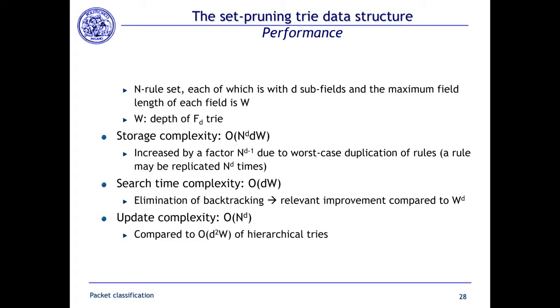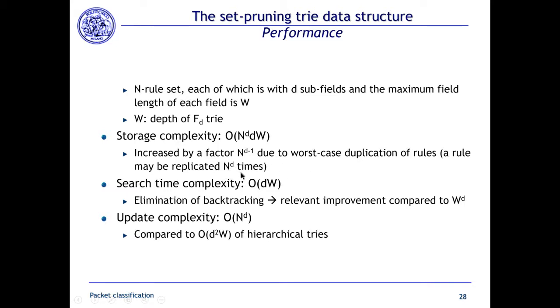What is the complexity in this case? You can see that the storage complexity is much larger than the previous one, and if you remember, in the hierarchical tree we have only n times d times w. Now we have n to the power d times w, so we have to increase by a factor of n to the power d minus 1, and this is due to the fact that we always consider the worst case. And in the worst case, a rule may be replicated n to the power d times.